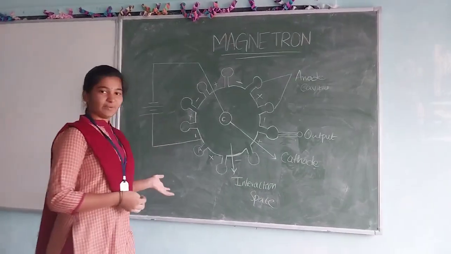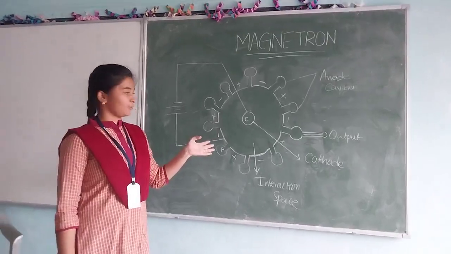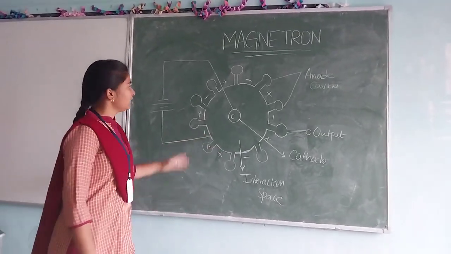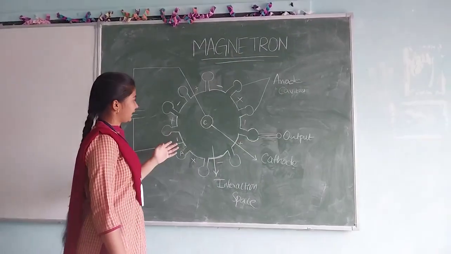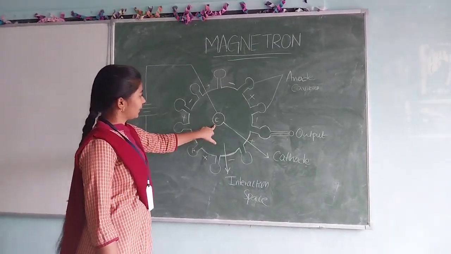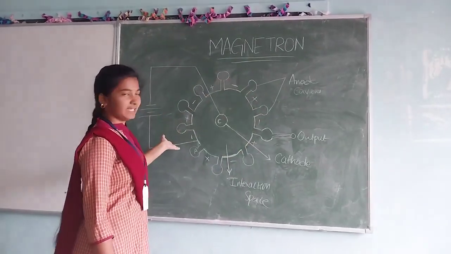So magnetron is a device which is used to produce high power electromagnetic waves at its output. So this is the diagram of the magnetron. Here in the magnetron we have a cathode in the middle, and these are known as cavities, which are basically anodes.